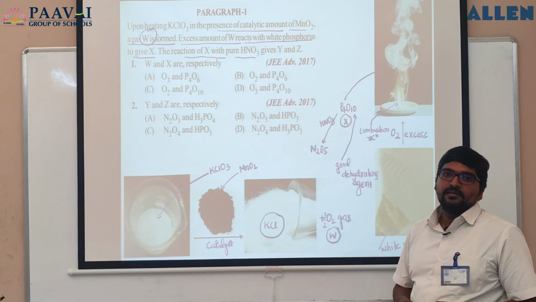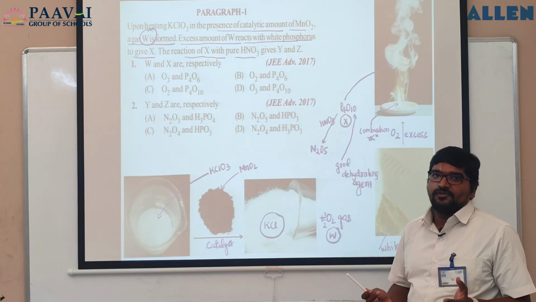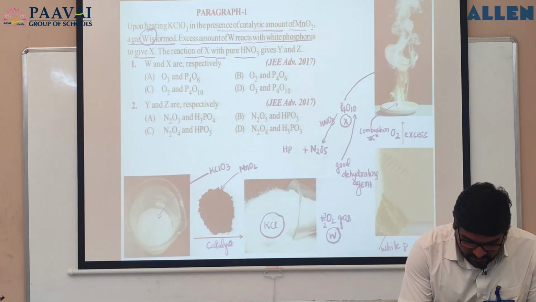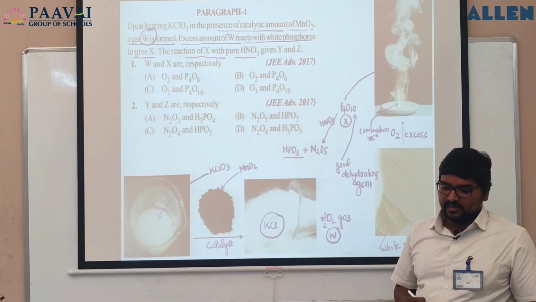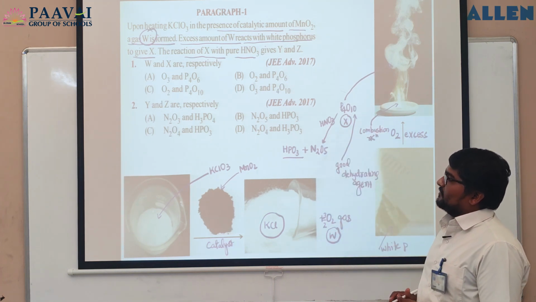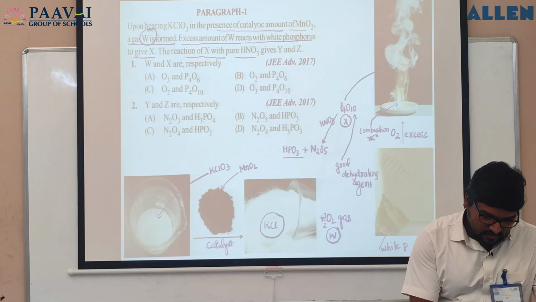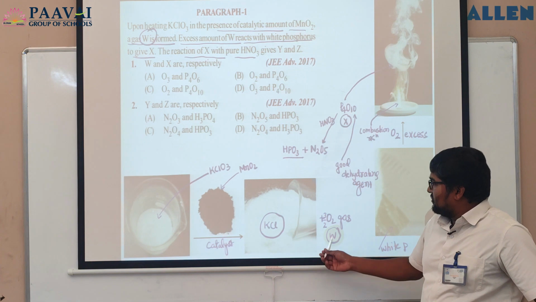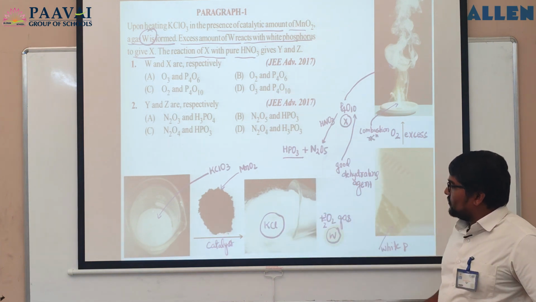That is the most acidic oxide of nitrogen, and the other product we will be getting is metaphosphoric acid, that is HPO3. So, this is the overall reaction that is involved in this. So, let us see here, your W is the oxygen gas which is obtained by heating the potassium chlorate.